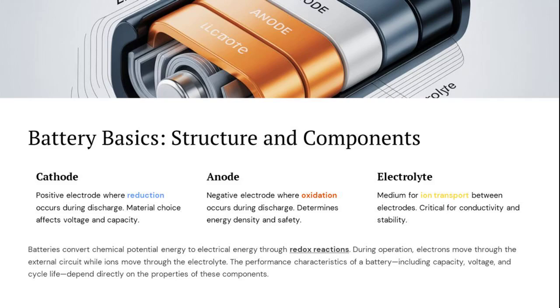Battery basics, structure and components. Let's start with the fundamentals of how batteries work. Batteries consist of two electrical terminals called the cathode and the anode, separated by a chemical material called an electrolyte. To accept and release energy, a battery is coupled to an external circuit. Electrons move through the circuit, while simultaneously ions move through the electrolyte. This is the basic principle of all batteries.